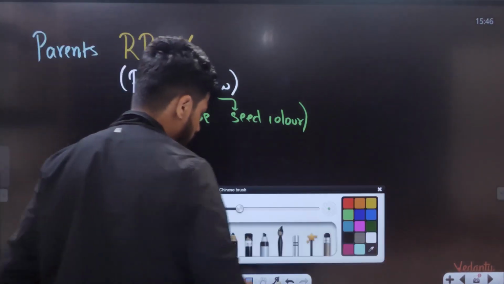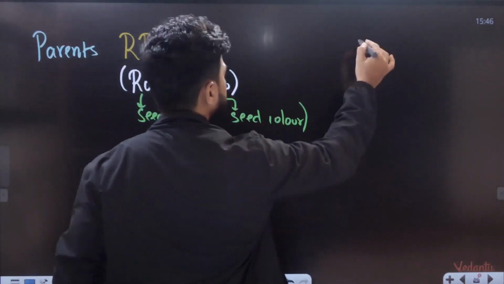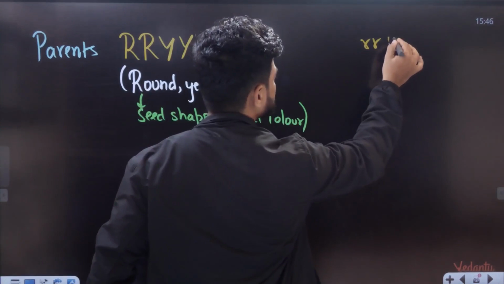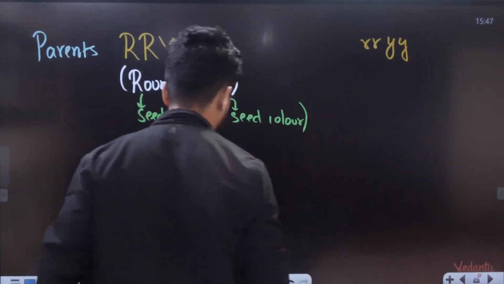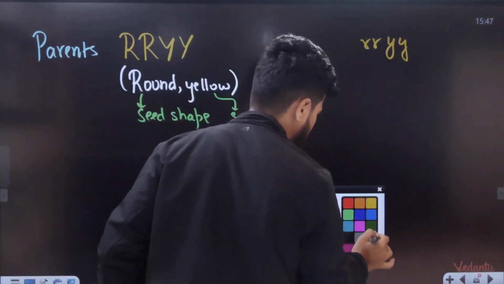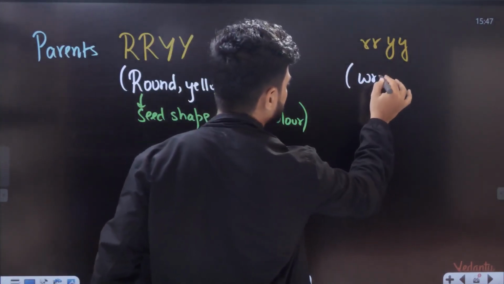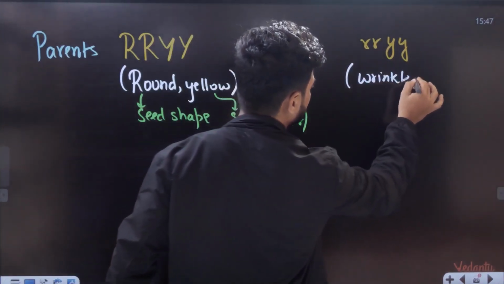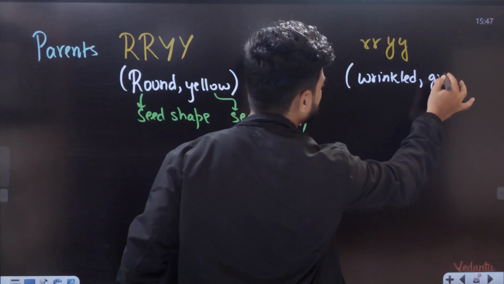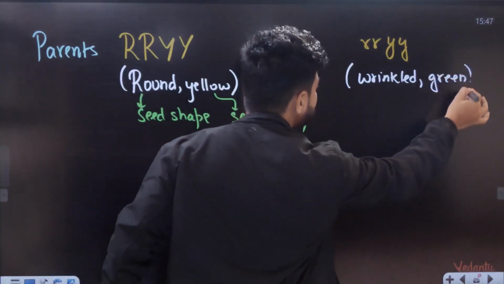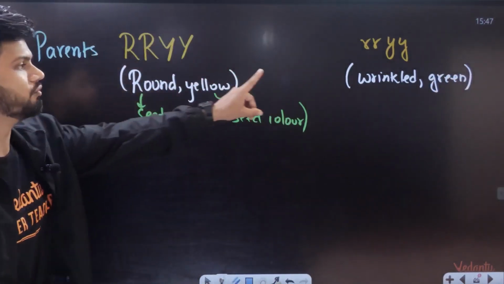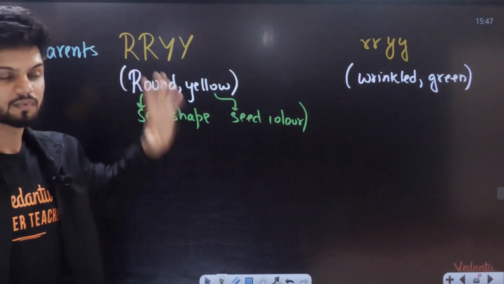Okay. Now what is the other parent? The other parent is small r, small r, small y, small y. This right here is the recessive one, that is wrinkled and green. Both are recessive traits. Here we have round, wrinkled, yellow, green.